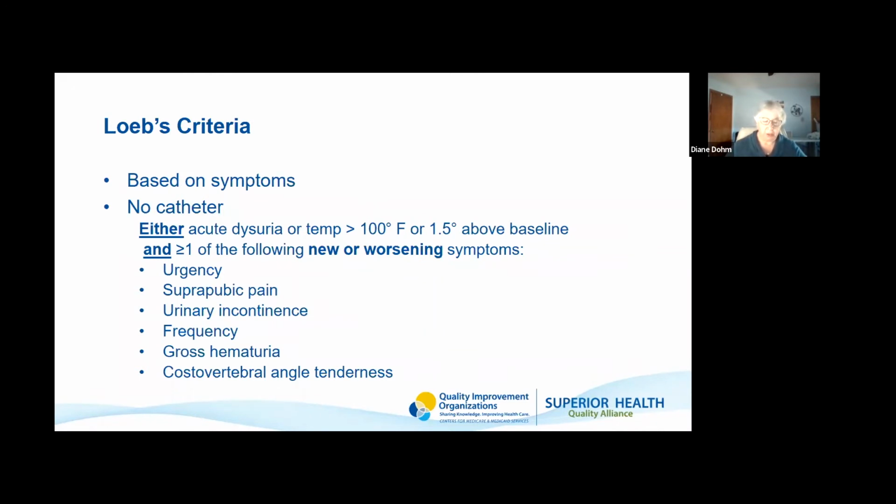Loeb criteria is another criteria used in long-term care settings. It's based strictly on symptoms. So if there's no catheter present, you either have to have acute dysuria or a temperature above the baseline and one of the following new or worsening symptoms. So urgency, suprapubic pain, urinary incontinence, frequency, gross hematuria, or costovertebral angle tenderness. Again, note that it's either the dysuria or the temperature, and whichever one of those two you have, then it's the new or worsening symptoms listed below.